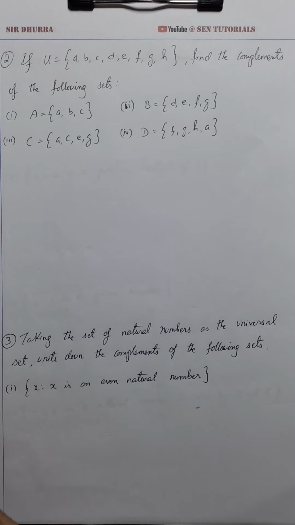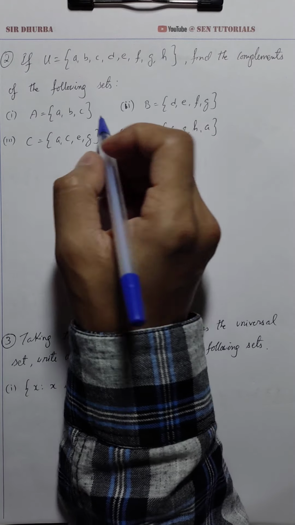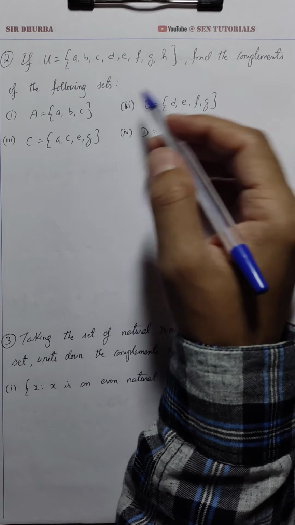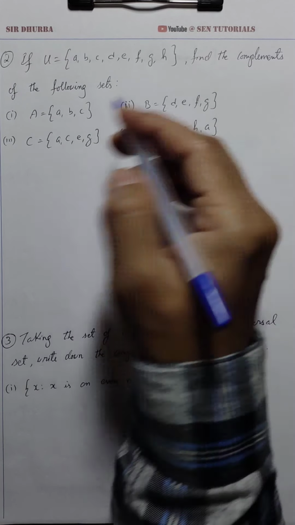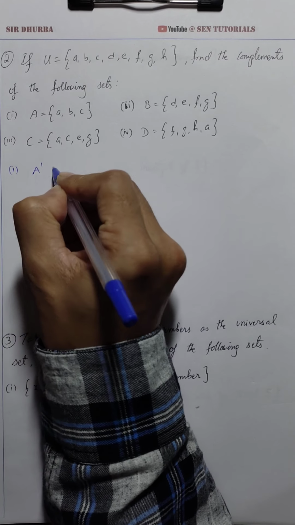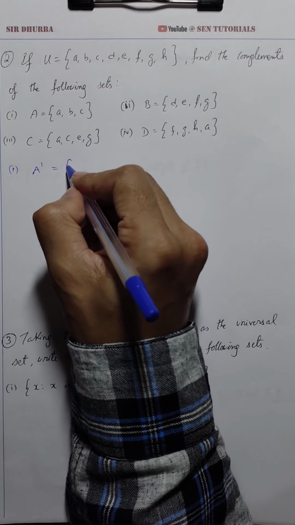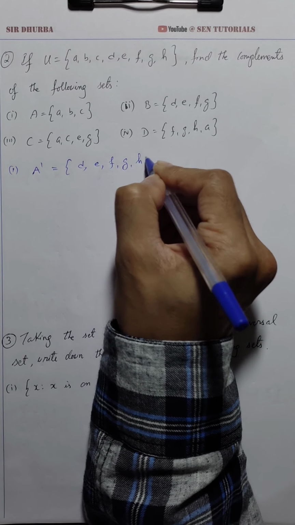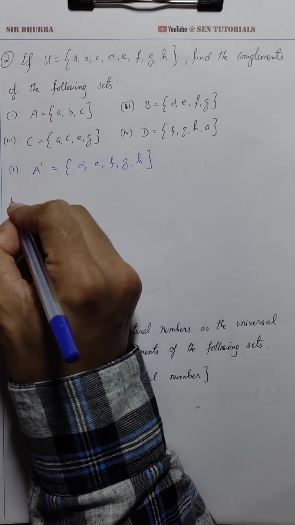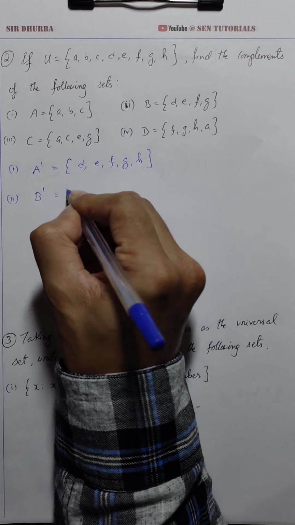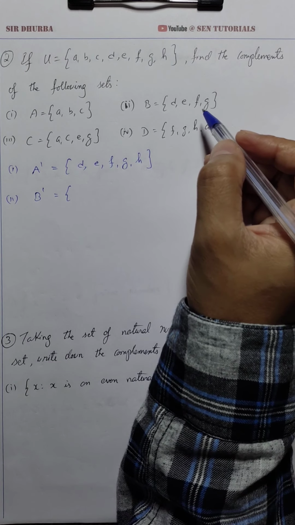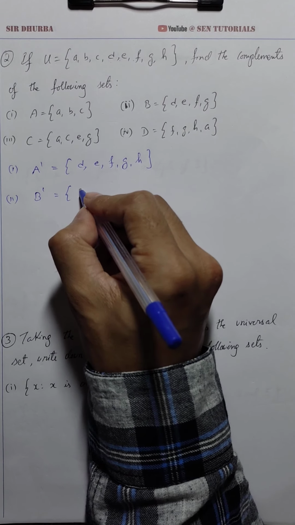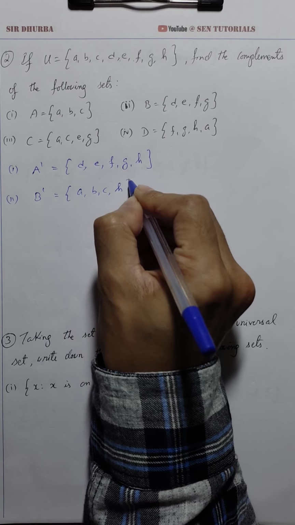Number 2. Same again. The universal set is given. Find the complements of the following sets. First one, let's do it directly. A complement: leaving aside A, B, C, the other elements are D, E, F, G, H. I hope all of you are noting it down. Please write down along with me. B complement: D, E, F, G are in B, so that will be A, B, C, H.